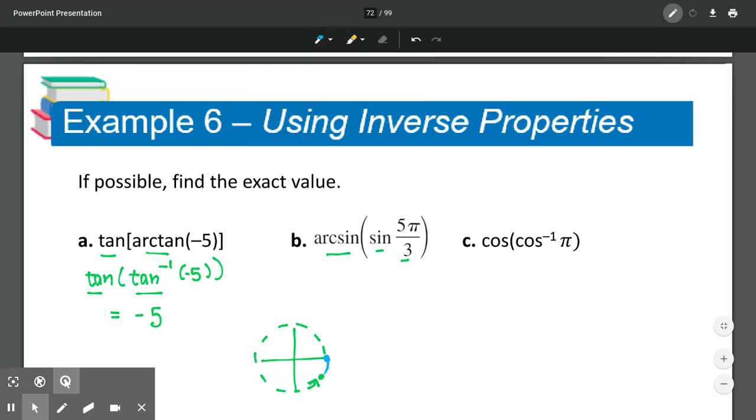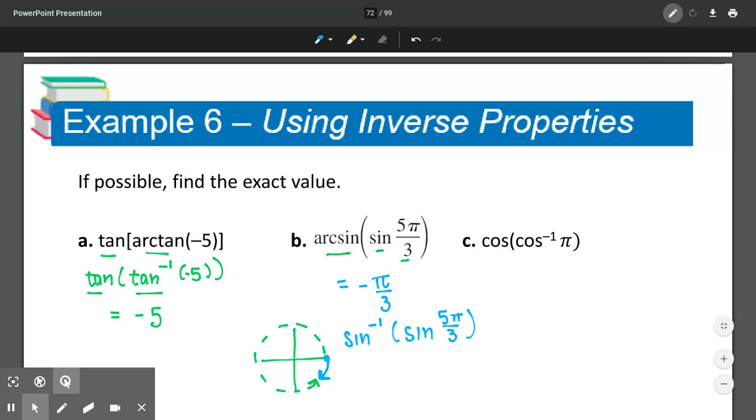So just going from here to here. What's that value, right? So the inverse sine of the sine of 5 pi over 3 is actually negative pi over 3. Okay? Another way to think about this, if we did the inverse sine of the sine of 5 pi over 3, we can also do this in parts.